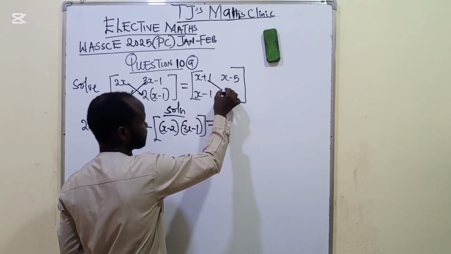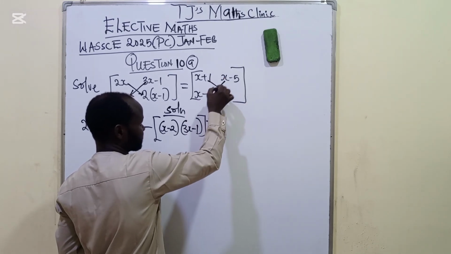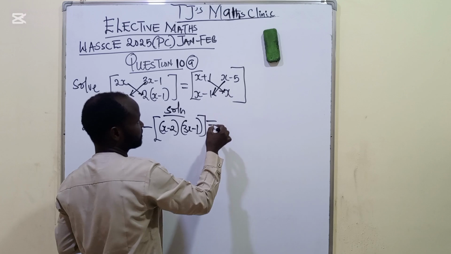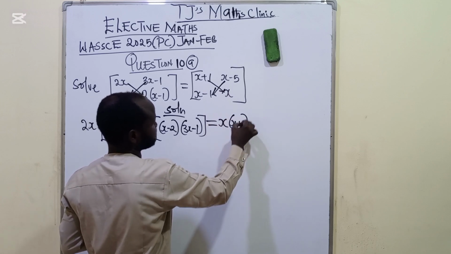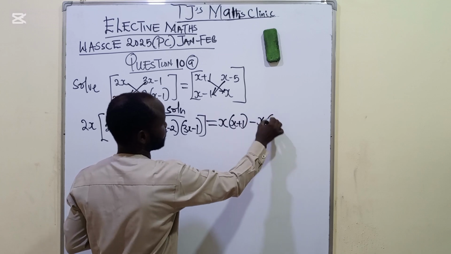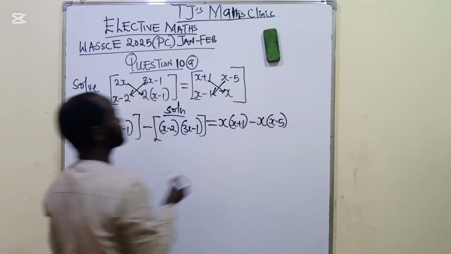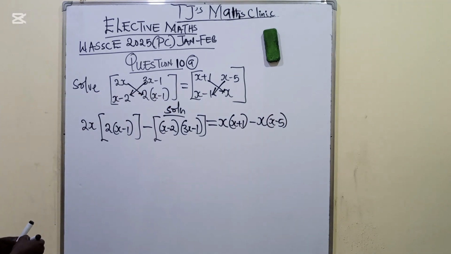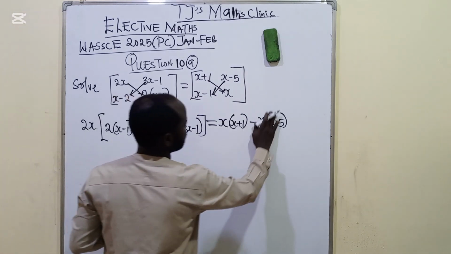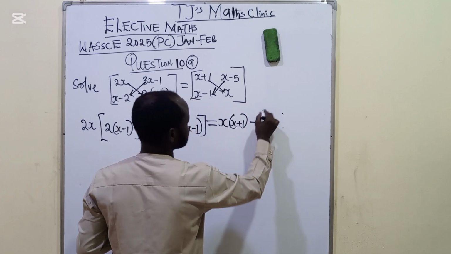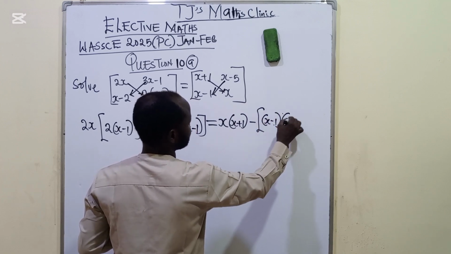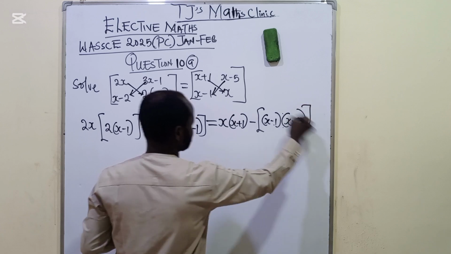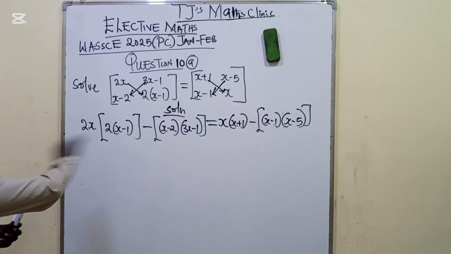This is the leading diagonal multiplied, minus the off-leading diagonal. That will be x into x plus 1, minus x into x minus 5. So this will be our left hand side, into x minus 1. Let me use a square bracket. It will be x minus 1 multiplying x minus 5 in bracket like this. So the next thing to do is to clear the bracket.